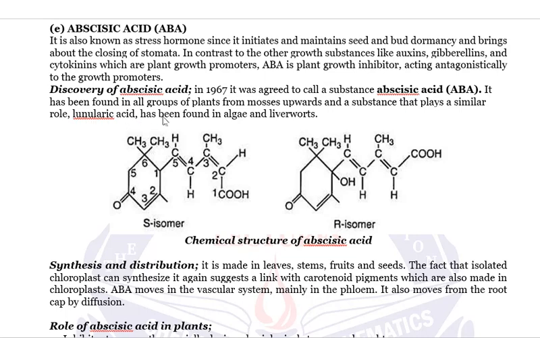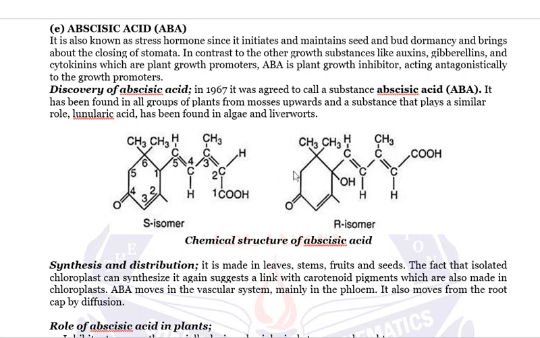Substances that play a similar role, linolenic acid, have been found in algae and liverwort. So abscisic acid is found in mosses and other plants of higher generation, but in lower plants such as algae and liverwort, we have linolenic acid, which tends to perform the same function as abscisic acid.